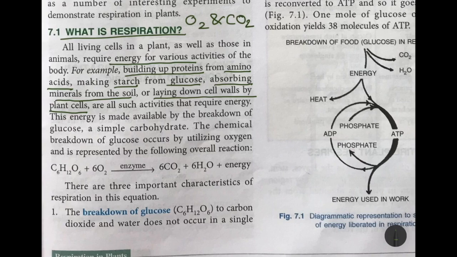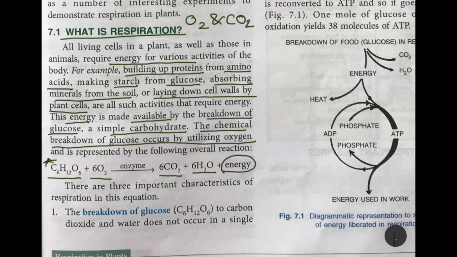Now, how do plants get their energy? The energy is made available by the breakdown of glucose, a simple carbohydrate. You know how glucose is formed in plants by the process of photosynthesis. So, the chemical breakdown of glucose takes place by making use of oxygen, and this is the reaction, very important children: the chemical reaction where glucose is broken down by 6 molecules of oxygen, with the help of enzymes, which forms 6 molecules of carbon dioxide, 6 molecules of water, and energy is produced.